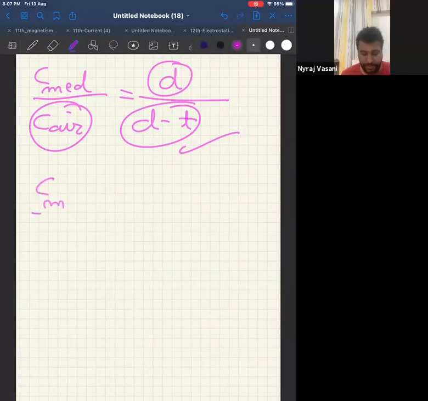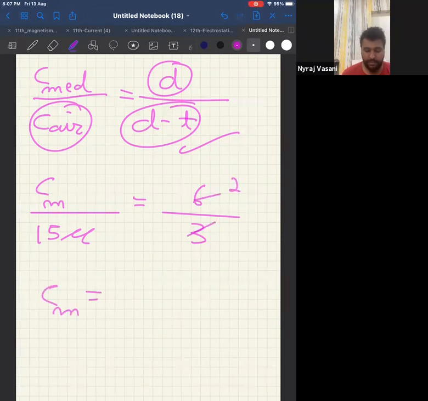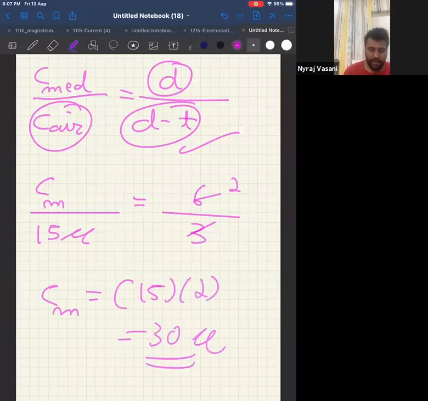C of medium, I'll keep it as it is. Now C of air is 15 micro, correct? Equal to distance between them is 6 and the thickness is 3. Therefore, it will be, getting it? 30 micro. Answer is D.